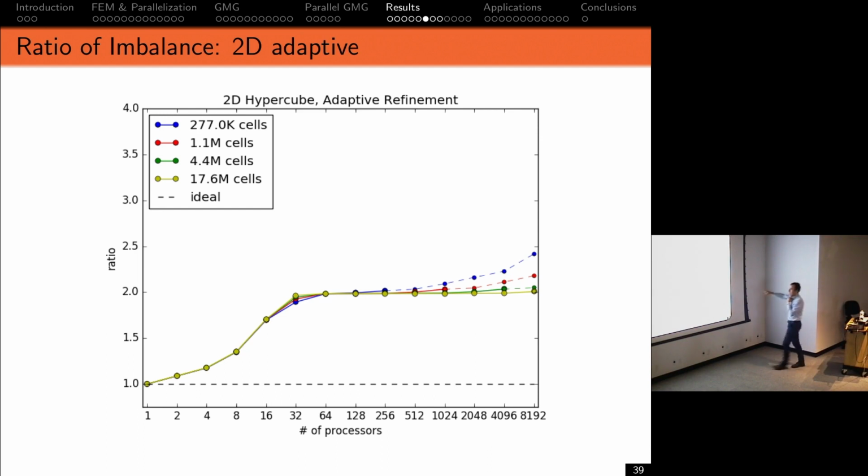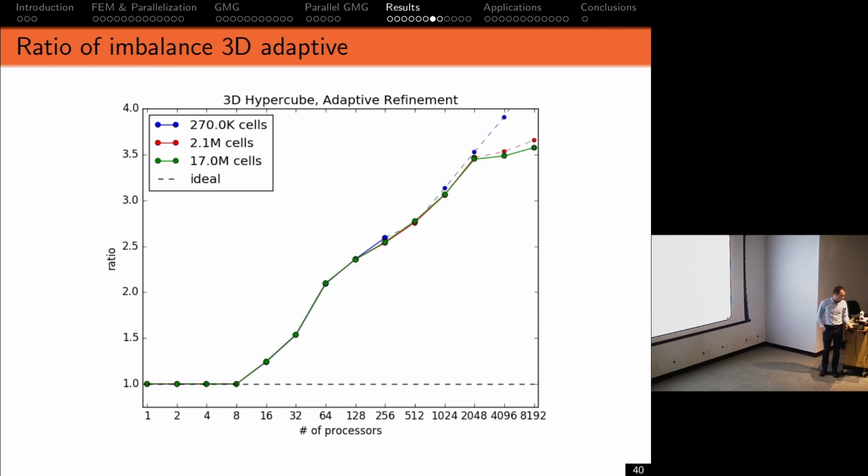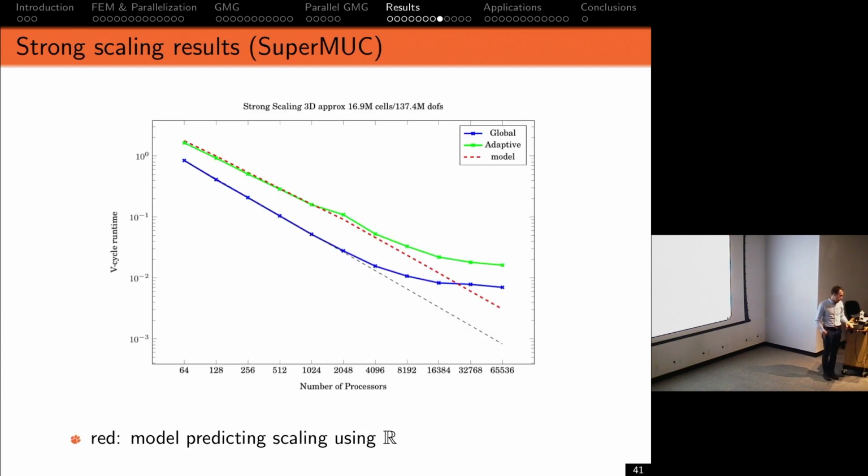It gets a little bit higher, but these are actually problems that are dashed here because they have very few cells left on a processor. So if I have 8,000 processors and I have 200,000 cells, that's quite a small problem. And then processors drop out and the ratio seems to grow more. And I can do this for all kinds of problems. I can do this in 3D. The ratio is a little bit higher, but it's still below the factor of 4 or whatever.